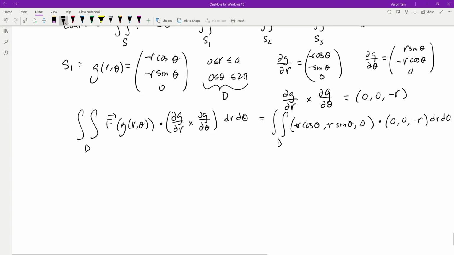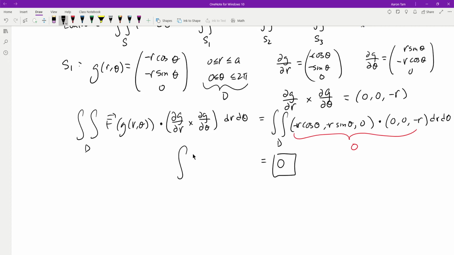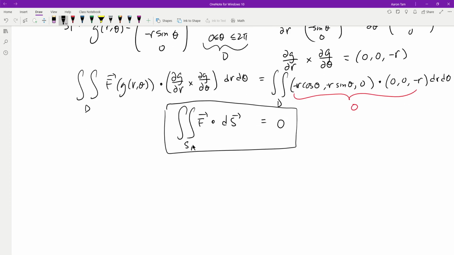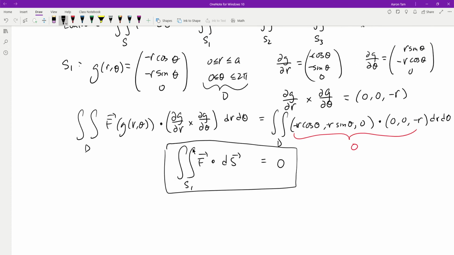Now, unfortunately, or maybe fortunately for us, in this case this dot product comes out to be 0. And so that tells me that this entire integral just comes out to be one big 0 for S1. So now I can say that this double integral over S1, vector f dot d vector s, is equal to 0. So that one is easy. It comes out to be 0. That's nice. We're going to do S2.